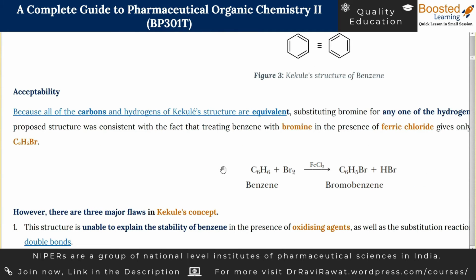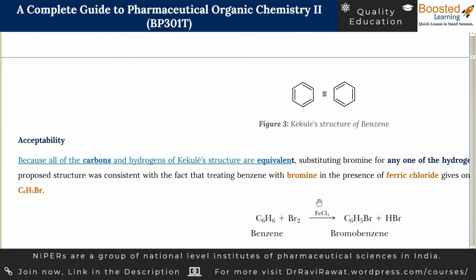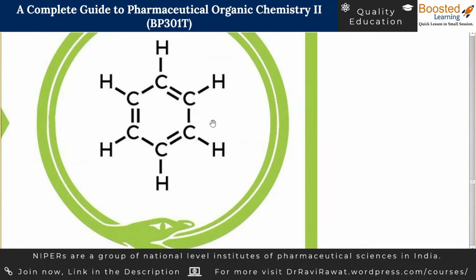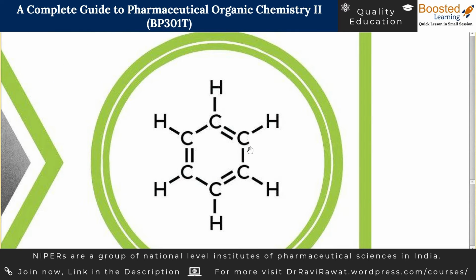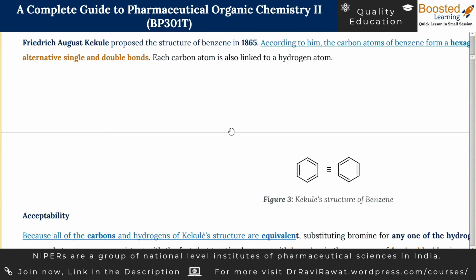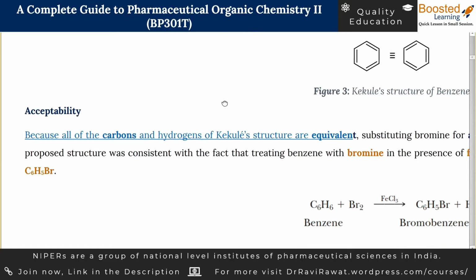Kekule's model was accepted on a few bases. The first one was that it justified that there are 6 carbons and 6 hydrogens in the structure of benzene. So let me take you back to Kekule's structure. Here if you count the number of carbons, it will come out to be 6, and similarly if you count the number of hydrogens, it will also come out as 6. So Kekule was the first person who was able to give a representation involving the C6H6 configuration.